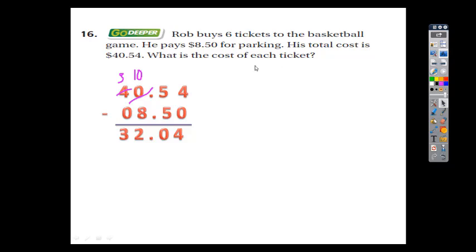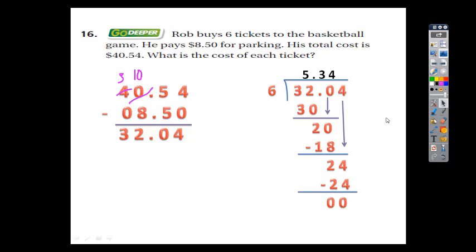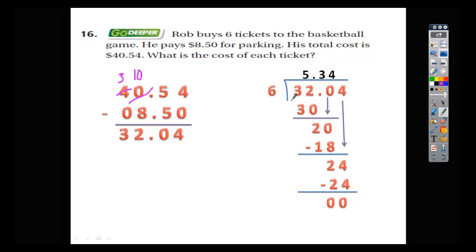To get the price of each ticket, that means you have to divide this number by 6. So let's divide this. Can you divide 3 by 6? We have one digit in the divisor, so we take one digit. Can you divide 3 by 6? No, because 3 is smaller than 6. So when the dividend is smaller than the divisor, we put 0 in the quotient, and then you take two digits together. The 0 gives you the permission to take the two numbers together. So now let's divide 32 divided by 6.